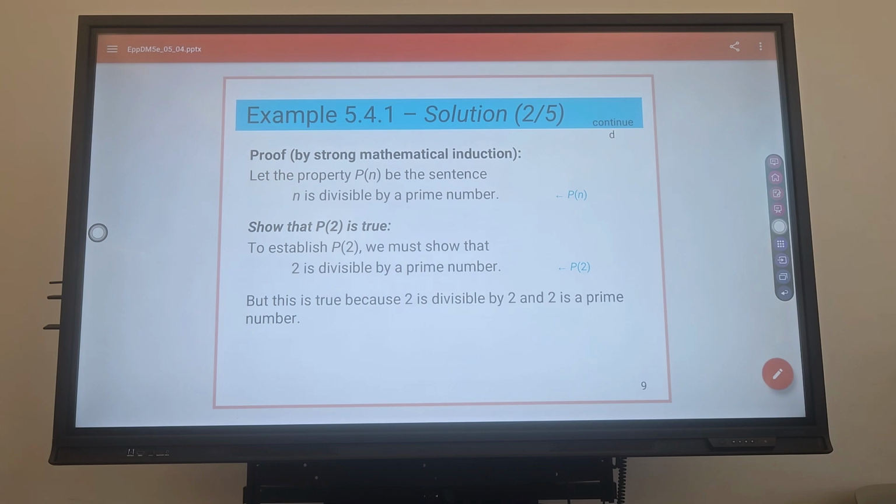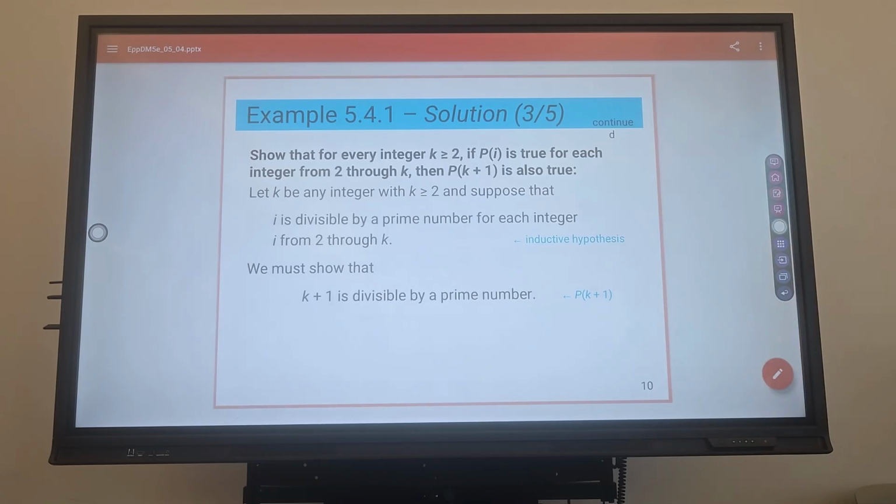Show that 2 is divisible by a prime number. But because it is true, because 2 is divisible by 2, and 2 is a prime number. So there you go. Now show that for every integer k greater than 2, if P of i is true for each integer from 2 through k, then P of k plus 1 is also true.